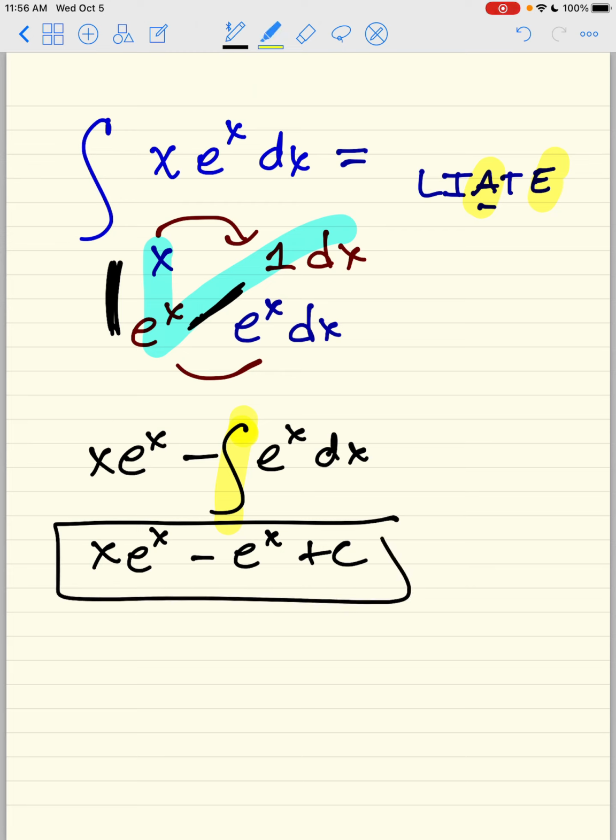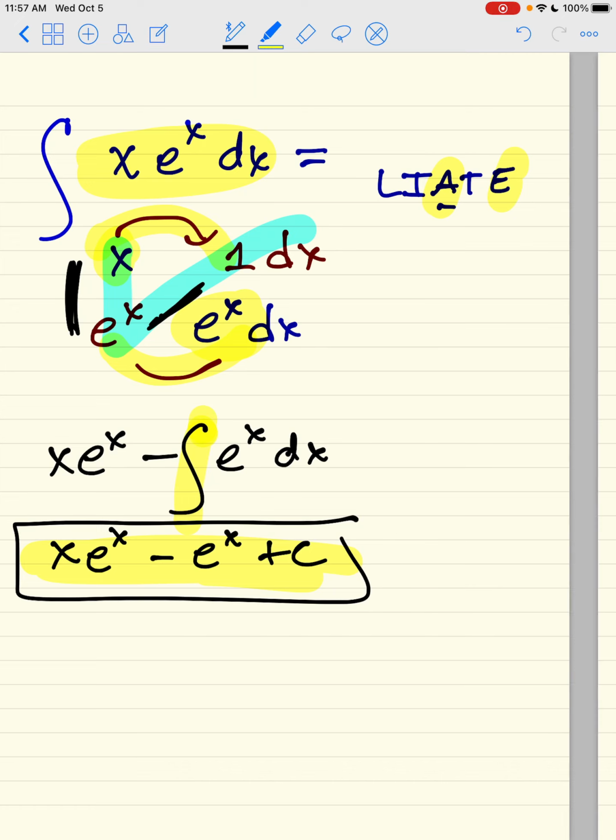So this piece here is equal to this. So what we do is we put the algebraic function here, the exponential function here. We always take derivatives, we always integrate, and then you're done. So let's try another problem.